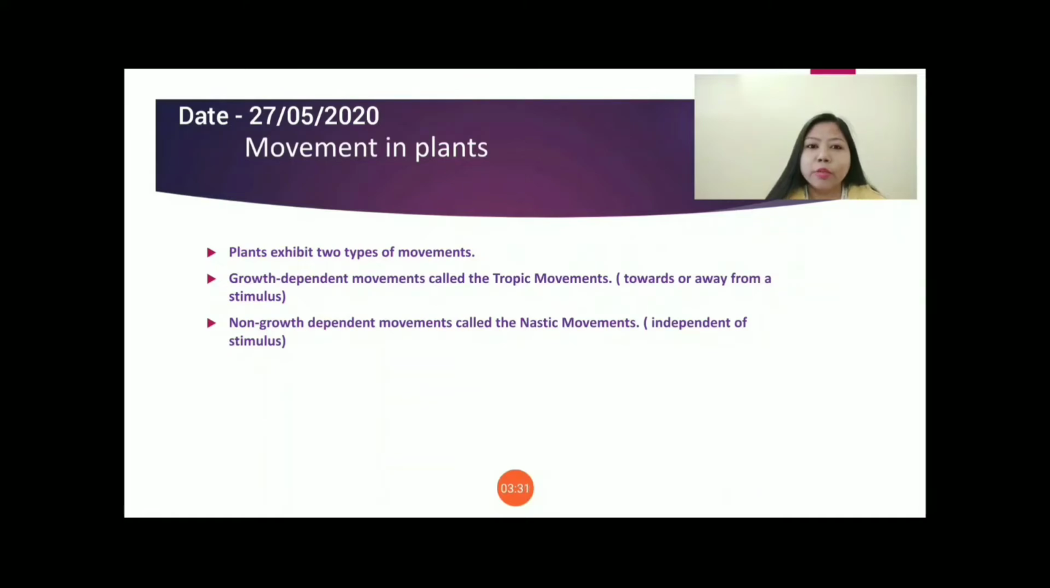Growth dependent movement is called the tropic movement. Here the plants move towards or away from the stimuli. Non-growth dependent movement or growth independent movement is called nastic movement, and here the plants do not move towards or away from the stimulus. It has no direction, it can move in any direction.